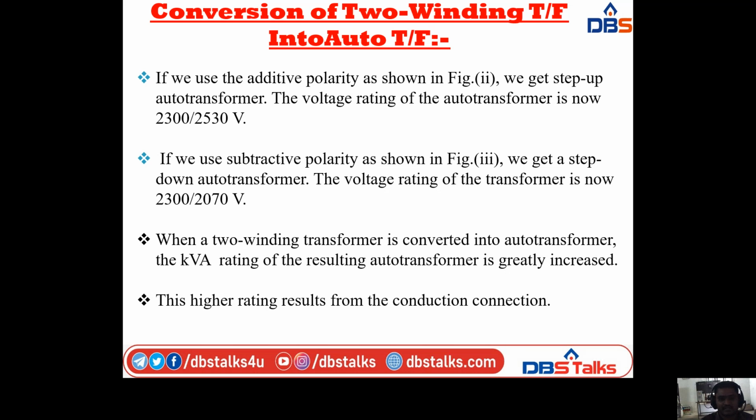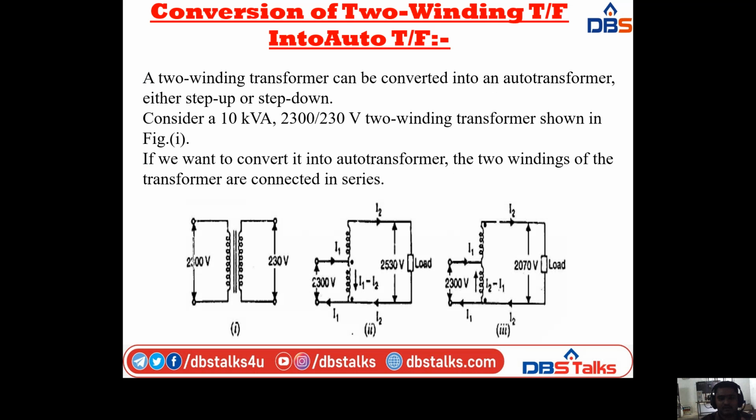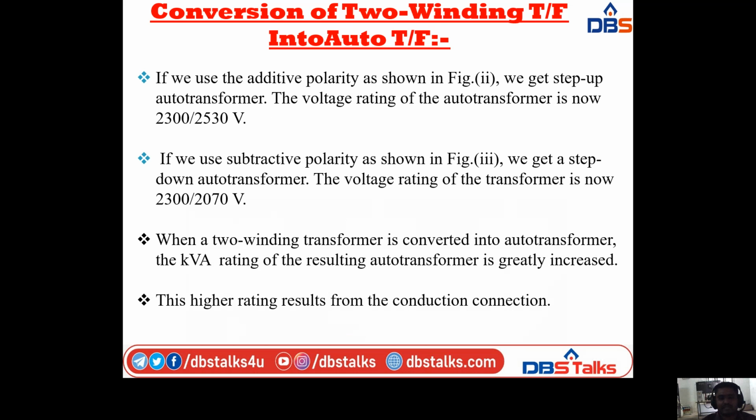Next, in the third diagram we are using subtractive polarity. If you use the subtractive polarity in the series connection of the two-winding transformer, the primary voltage is 2300 and the secondary voltage is 2070. That is 2300 minus 230, that means 2070. So in the third diagram we get a step-down auto transformer, and the voltage rating of the transformer is now 2300 by 2070 volts.